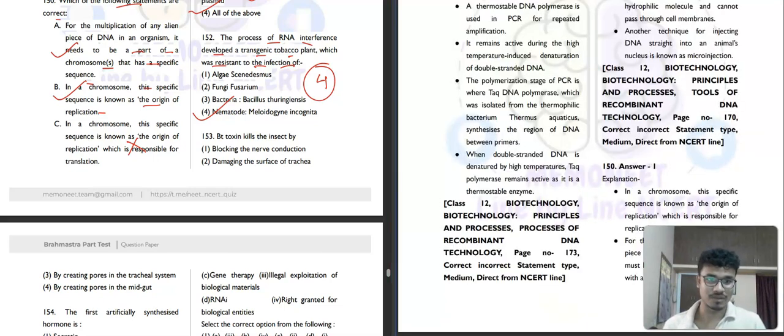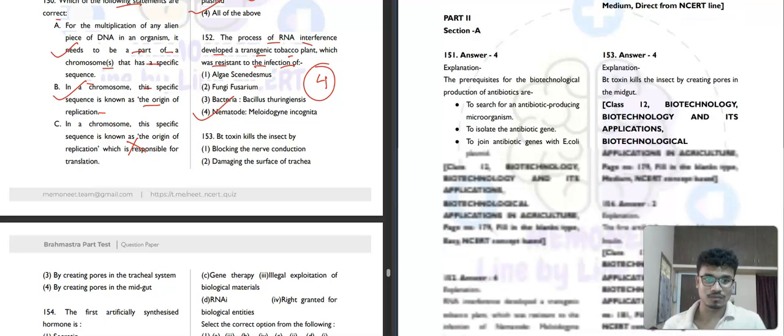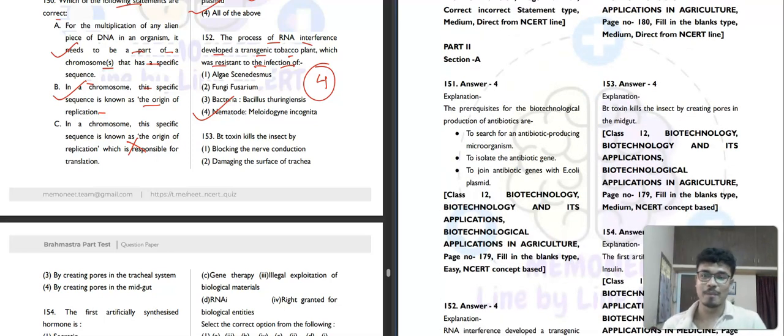Question number 153. It is saying that Bt toxin kills the insect by blocking the nerve conduction, damaging the surface of the trachea by creating pores in the tracheal system, or by creating pores in the midgut. So, creating pores in the midgut. The fourth option will be our correct answer.